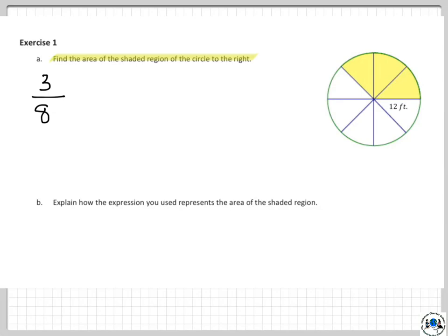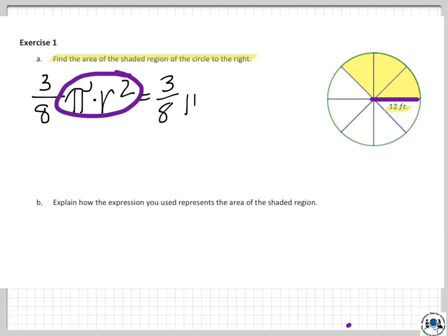And because I want to deal with 3/8 of the circle, all I have to do then is apply my area of a circle formula, which is pi times r squared, or pi times radius squared. And there is my radius right there, 12 feet. Therefore, I can go ahead and plug that in. Now I have, next step, 3/8 pi times 12 squared.